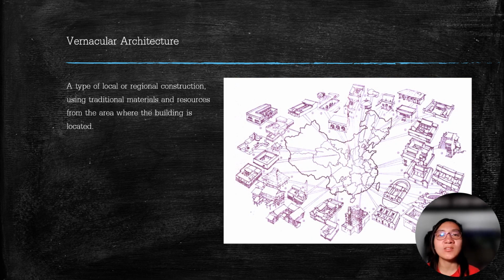If that was the general Chinese architecture, then what makes it vernacular architecture? Chinese vernacular architecture is a type of local or regional construction using traditional materials and resources from the area where the building is located. These specific geographical features can include the climate, presence of rivers and lakes, and cliffs. The cultural aspects of its surroundings include things like the local builder's skill and the safety of the area.